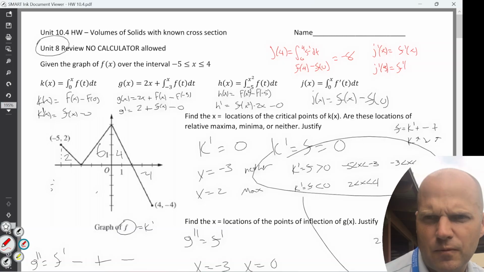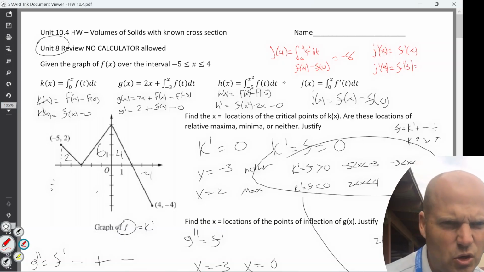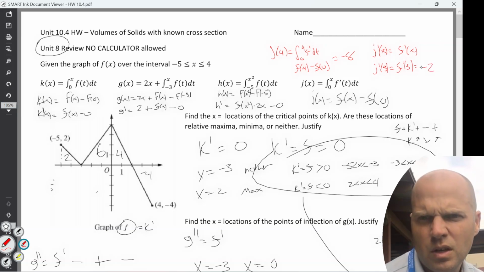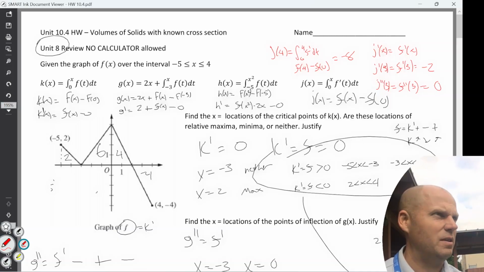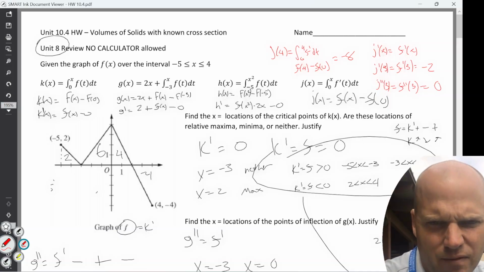would equal f prime of 3. F prime of 3 is the slope of this line segment, slope of f, down 4 over 2, -2. And then J double prime of 3 would equal F double prime of 3, which would equal 0 because there's no concavity. We're not concave up, it'd be positive. We're not concave down, it'd be negative.